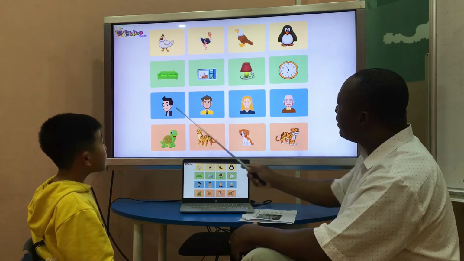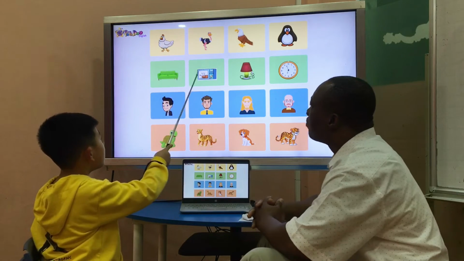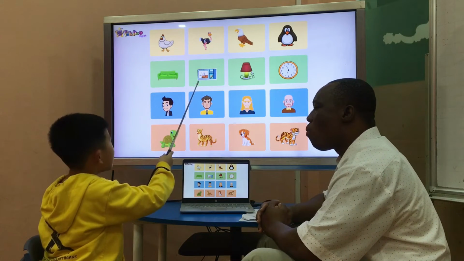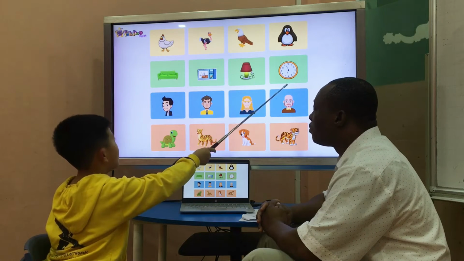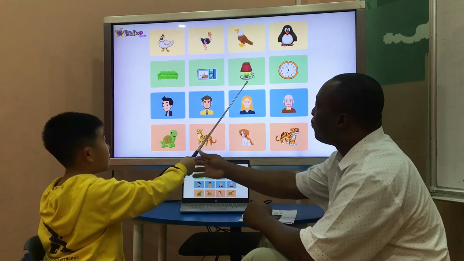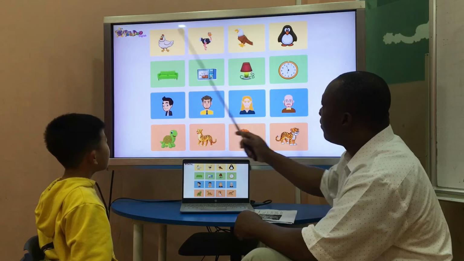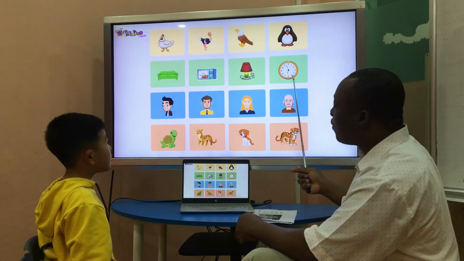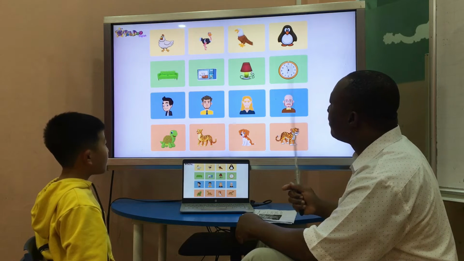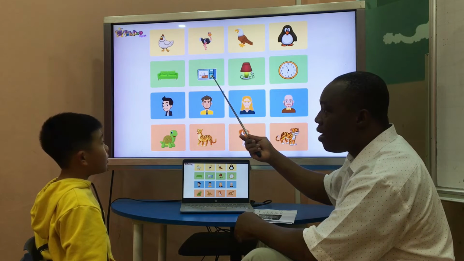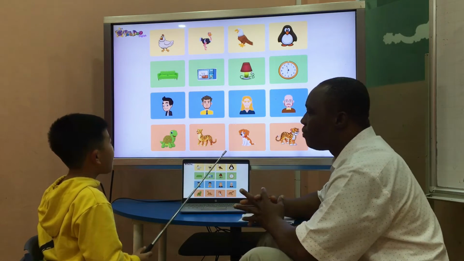And how about these pictures? What is the difference here? Picture 2 is different because it's in the kitchen, but picture 1, picture 3, and picture 4, they're in the living room. So that means we put the sofa, lamp, and clock in the living room. Really? Okay, and the oven in the kitchen. Yes. Okay, great.